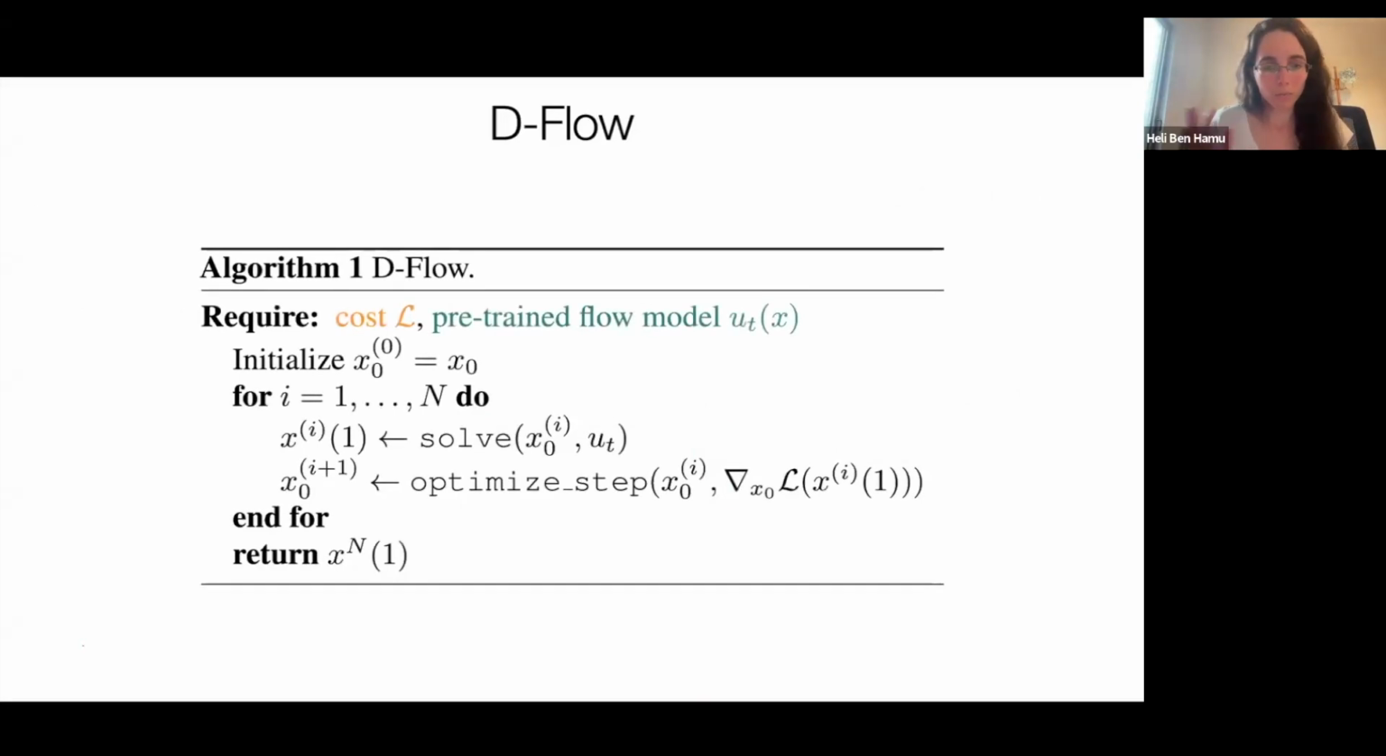So the algorithm is pretty simple. Again, we have our cost function, we have our pre-trained model, we initialize our x0, and we iterate, taking optimization steps up to some threshold or designated number of steps that we predefined. And now we're going to discuss the three algorithmic choices that we made in making this algorithm.